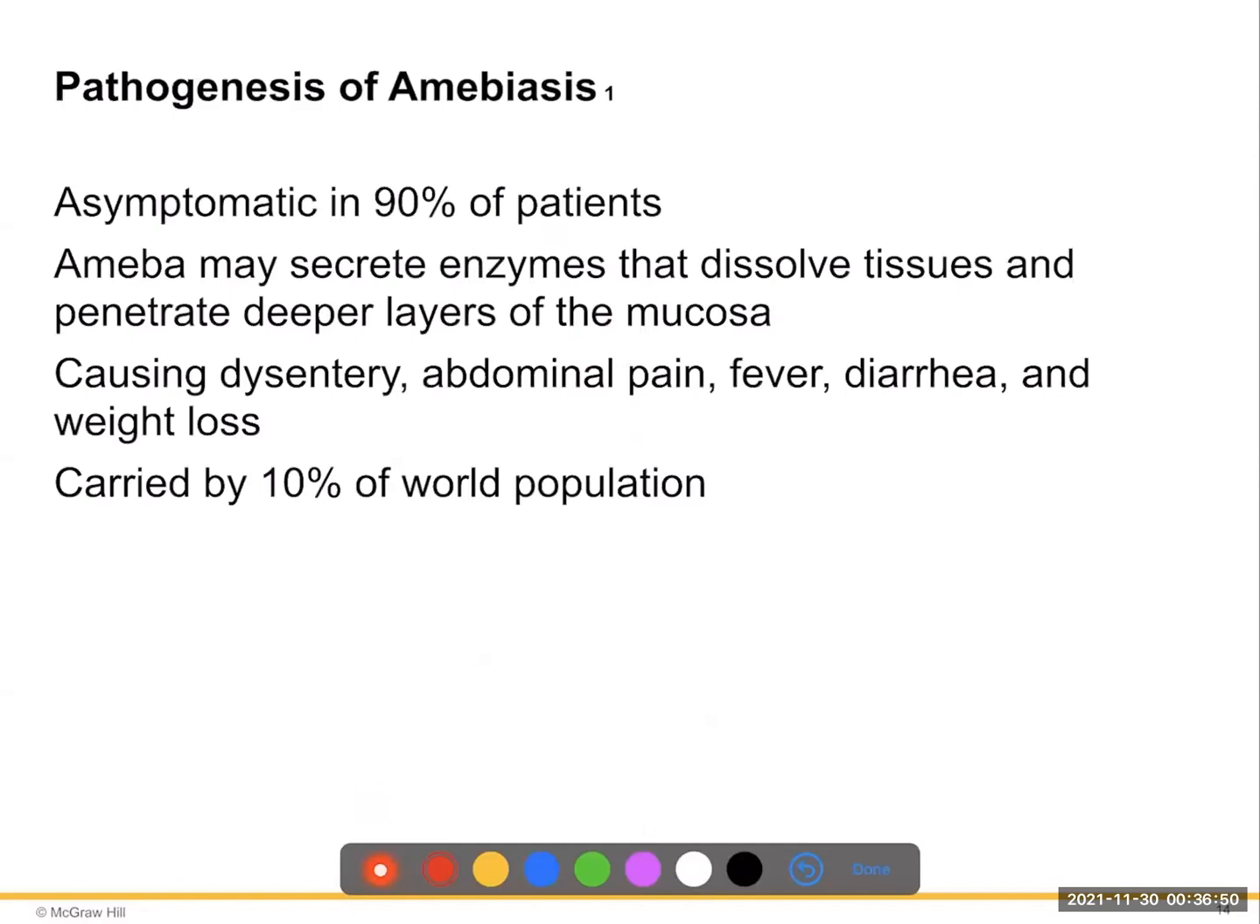As for pathogenesis, they're asymptomatic in about 90% of patients, so they don't know they have them. Amoeba may secrete enzymes that dissolve tissues and penetrate deeper layers of the mucosa. This will cause dysentery, abdominal pain, fever, diarrhea, and weight loss. It's carried by about 10% of the world population. So these amoeboid parasites are in 10% of the entire world's population, meaning 1 out of 10 people in the entire world carries these pathogens.